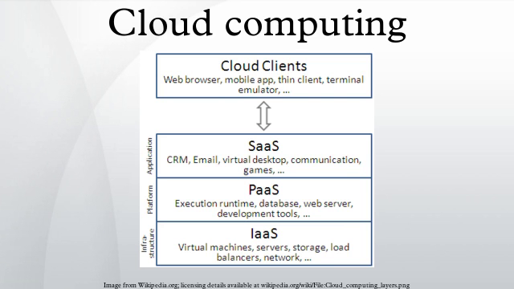In July 2010, Rackspace Hosting and NASA jointly launched an open-source cloud software initiative known as OpenStack. The OpenStack project intended to help organizations offer cloud computing services running on standard hardware. The early code came from NASA's Nebula platform as well as from Rackspace's Cloud Files platform.